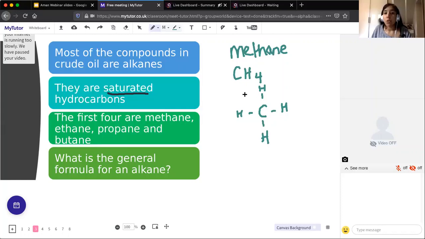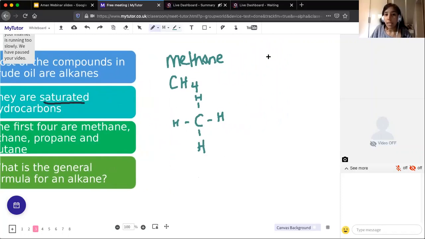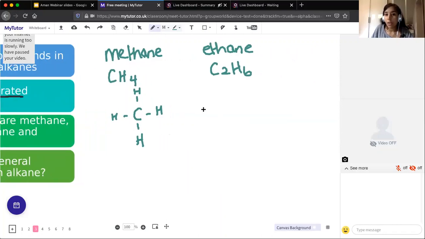If I then draw the second one, which is ethane, does anyone know the chemical formula for ethane? So CH4 is methane. Does anyone know the chemical formula for ethane? Someone said C2H4. Nope, that's ethene. What's ethane? Someone's saying C2H8. Not quite. Brilliant. Someone said C2H6. Brilliant. So there are 2 carbon atoms and 6 hydrogens, and I'll show you how that's drawn now.